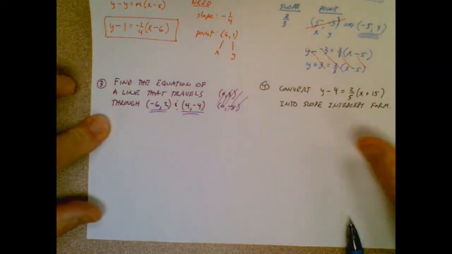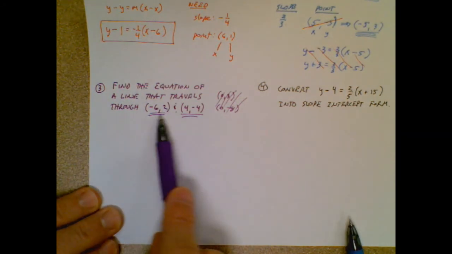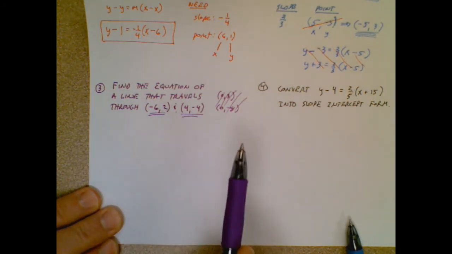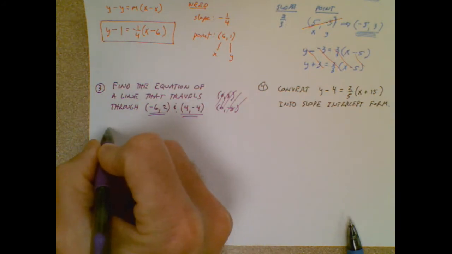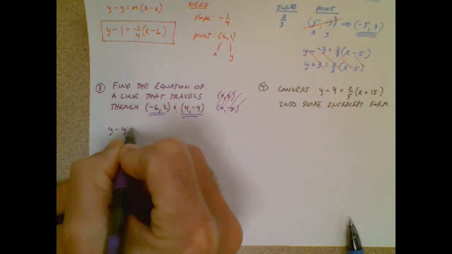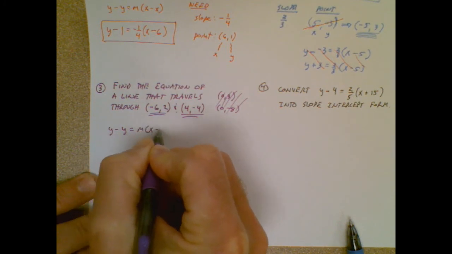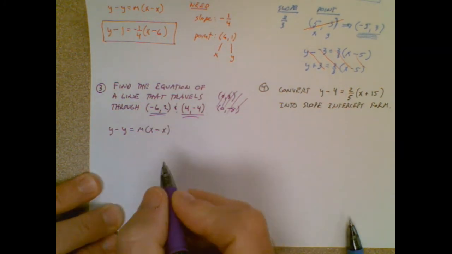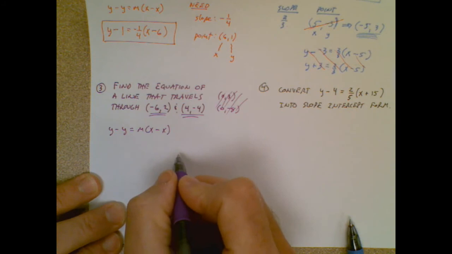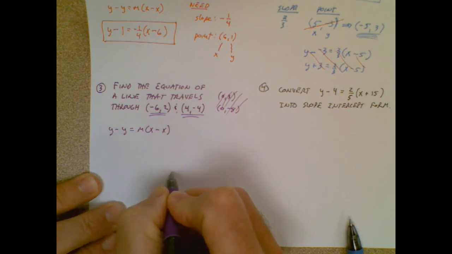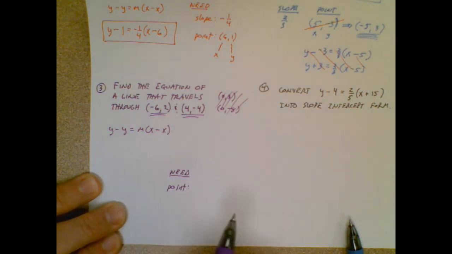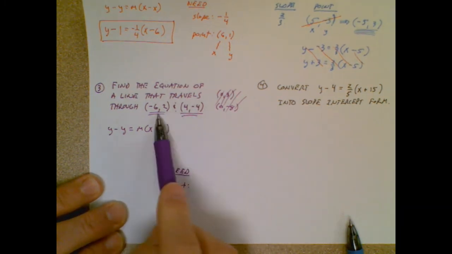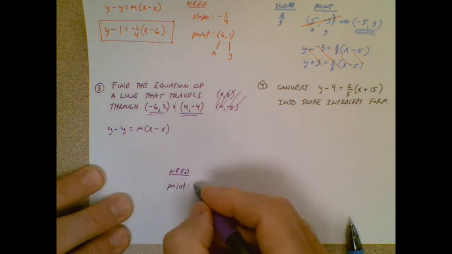Well, I definitely have any point. I've got these two to choose from, and I can figure out the slope. So I'm going to write out the equation of my line. I'm going to leave some space right underneath it because that's where I'm going to enter the information. And I need 2 things. I need a point, and I need a slope. Now I get to use any of these 2 points I want. I'll choose negative 6, 2.